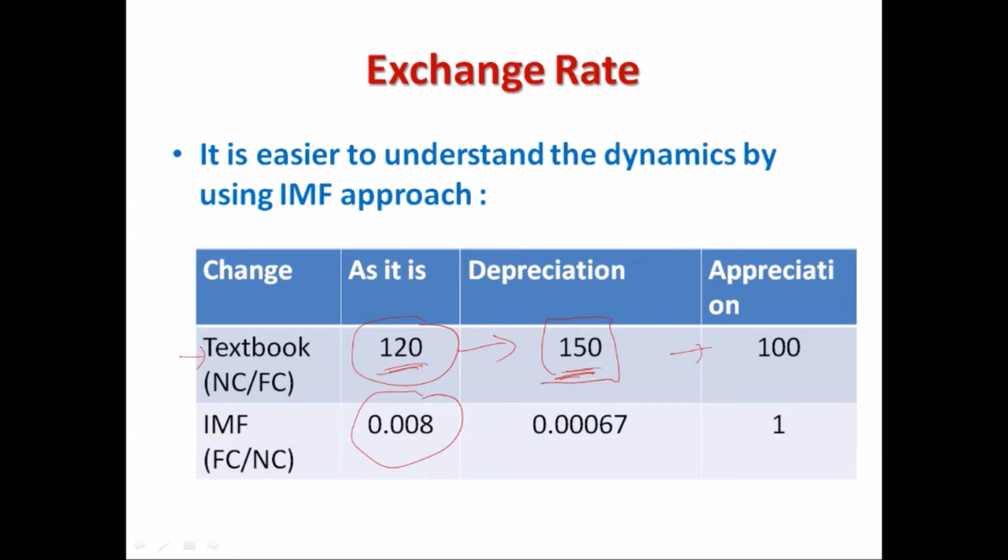And when the value of the exchange rate falls from 120 to 100, the currency becomes stronger, looking from the textbook definition. So when the value of the exchange rate falls from 120 to 100, Nepalese currency becomes stronger. It can be seen from the fact that earlier 120 rupees was required to buy one US dollar. Now only 100 rupees is required to buy one US dollar.